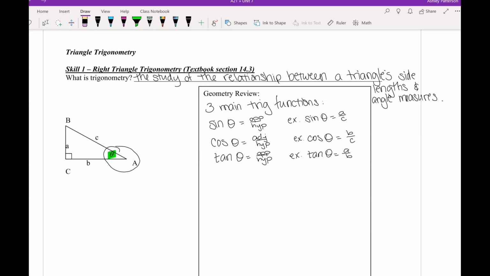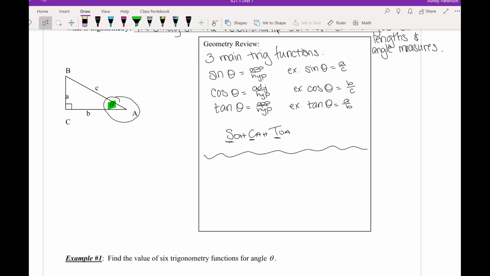Some of you may have learned these as SOHCAHTOA. Okay, just a fun little acronym for us to remember that the sine is opposite over hypotenuse, the cosine is adjacent over hypotenuse, and the tangent is opposite over adjacent. Now, those are the three main, but there are 6 trig functions we need to be held accountable for.